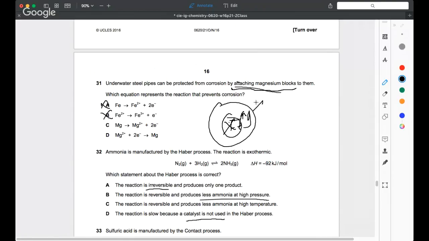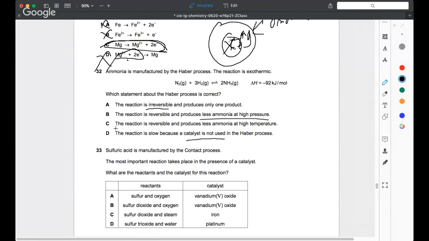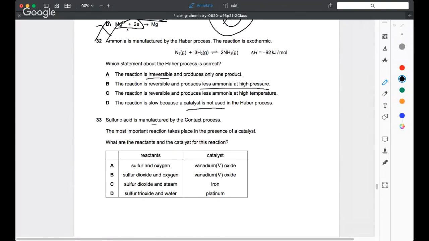Instead, magnesium is oxidized by oxygen and water present. D is a reduction, right? D is a reduction, so D is wrong, and C is oxidation. Magnesium loses electrons in the oxidation process. Okay, number 32, which statement is correct?